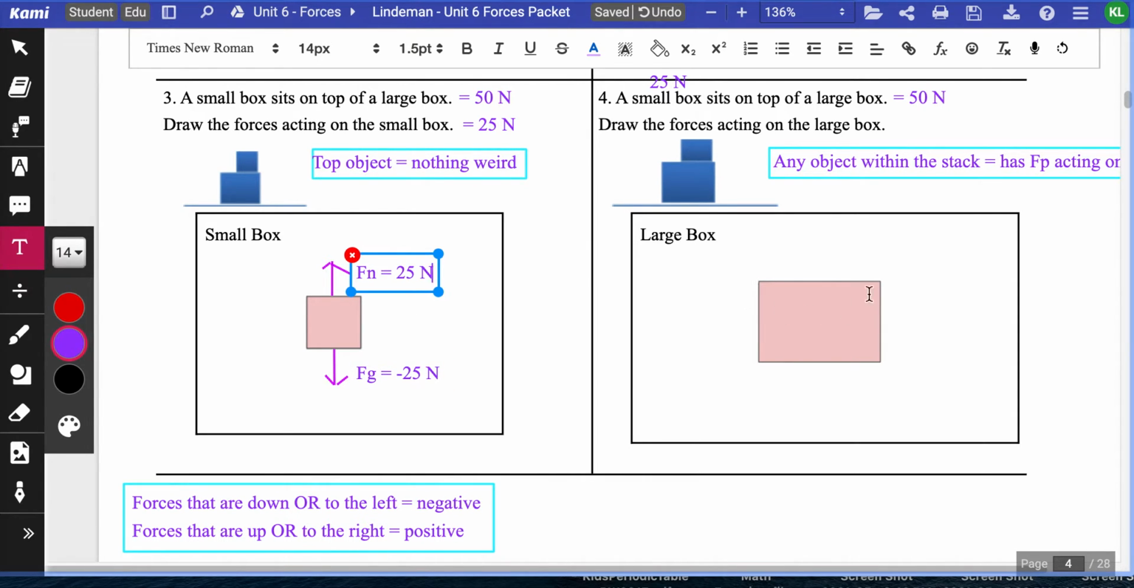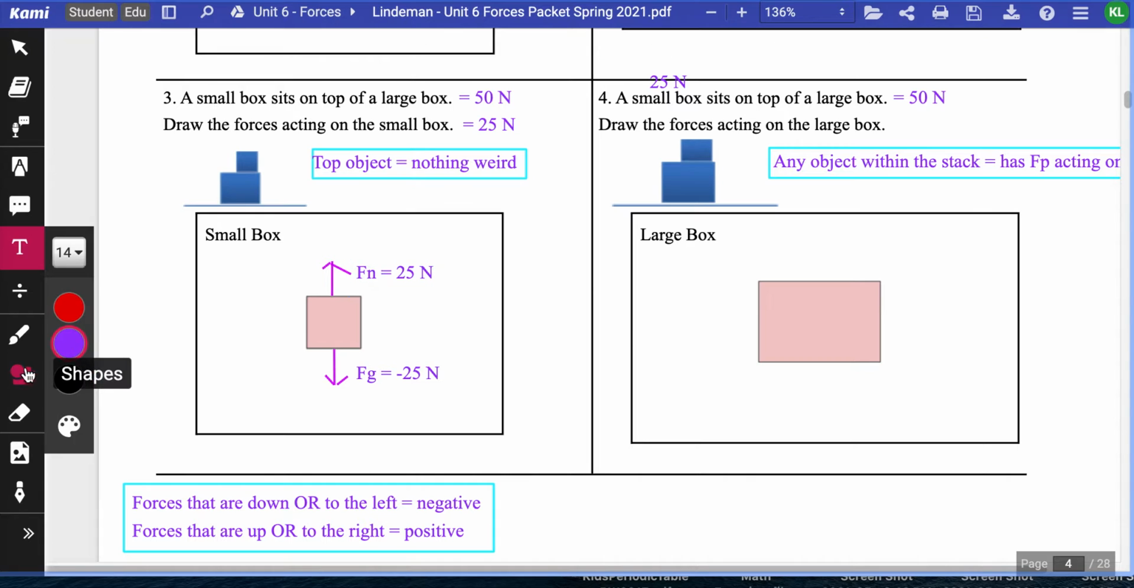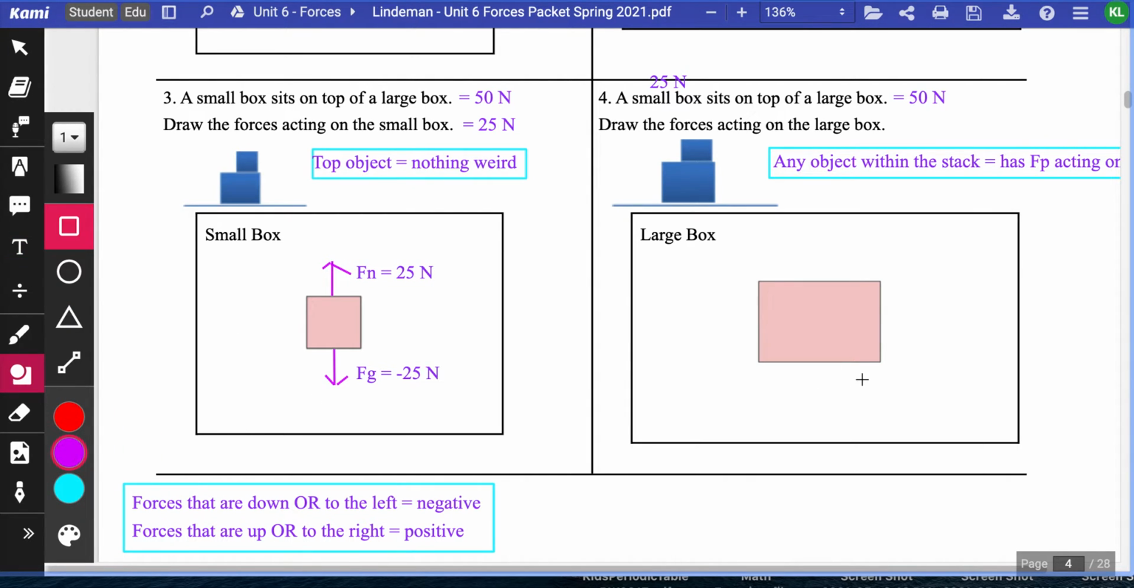Okay, so now for the large box. The large box is going to have a push force acting on it because it's within a stack. Okay, it has an object stacked on top of it. So that means it's going to have that force from that small object pushing down on it. Okay? So that means I'm going to have two arrows pointing down. So when I draw my gravity force arrow, I'm just going to draw it over to the side.